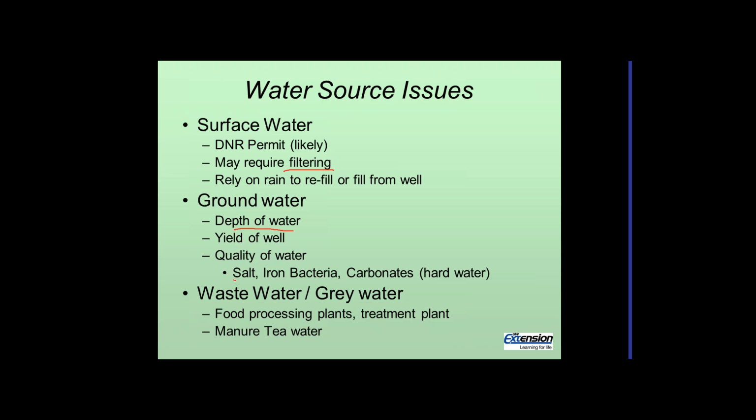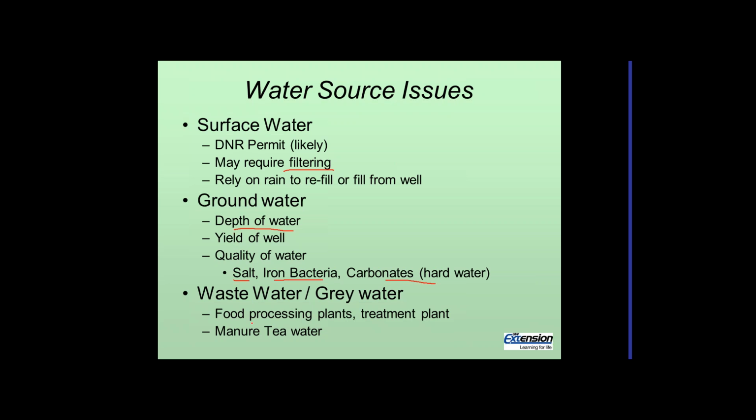And then we have to worry about quality. If we do a lot of irrigation, salts may be a problem. In some parts of Wisconsin, iron bacteria is a problem, and then hard water. Basically, if we're in limestone, which we have a good bit of that in Wisconsin, that can cause some issues.